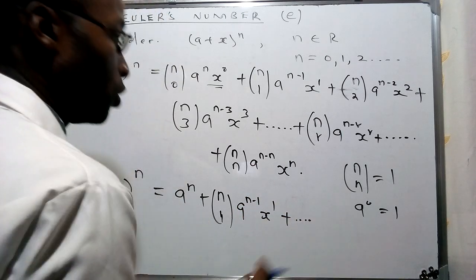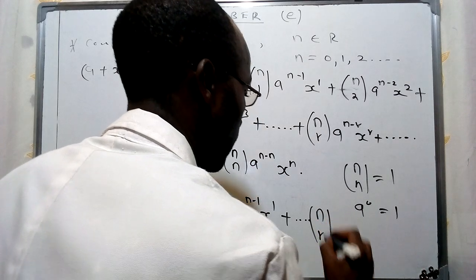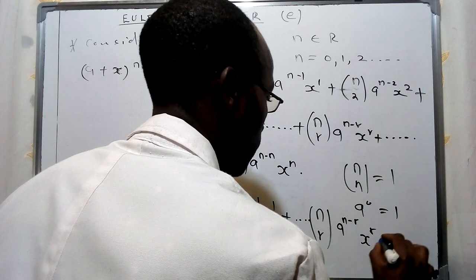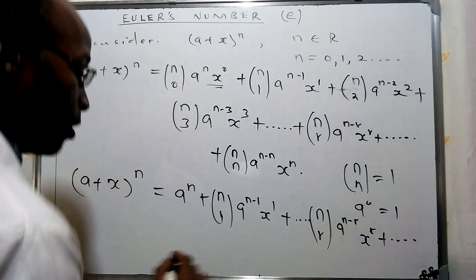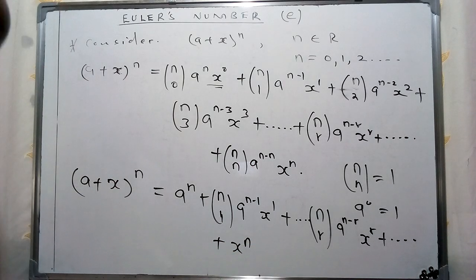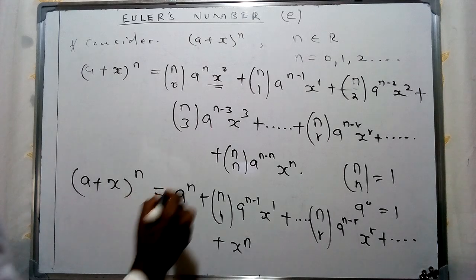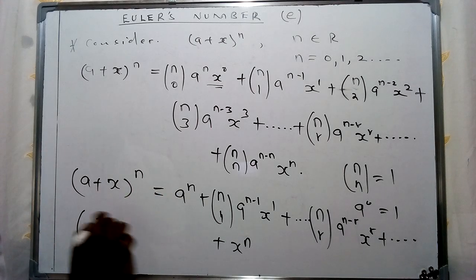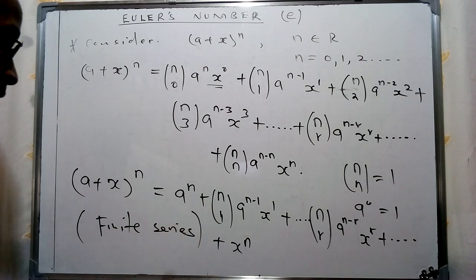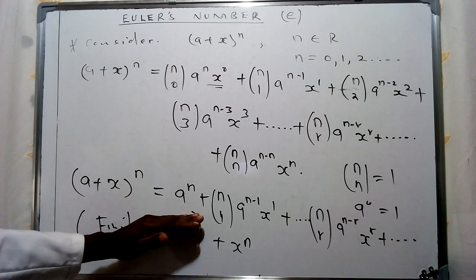And this is going to continue to a particular value which we can generally represent as nCr a raised to the power of n minus r, x raised to the power of r. And as we said, of course, this is going to form the last term, which is going to be given in terms of x to the power of n, given as such. So this is going to form what we refer to as a finite series. And this finite series is, of course, going to form this particular coefficient.